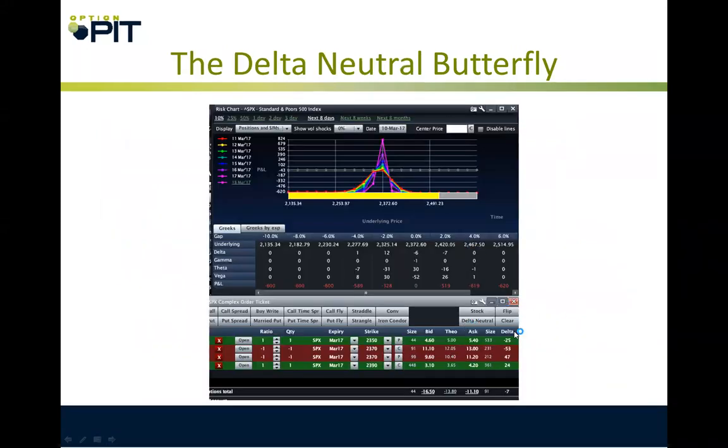So a delta neutral butterfly, what does it look like? In the case here, I'm selling a 2370 strike, and then I'm buying the 2390 and the 2350. So there's a couple things here from a note point of view that are semi-important: we would call this a 20-point fly.